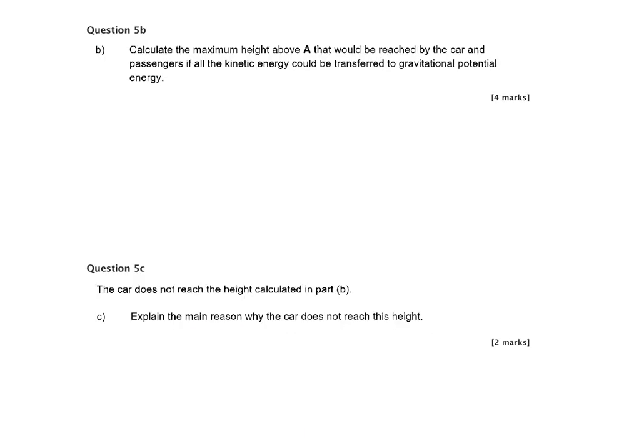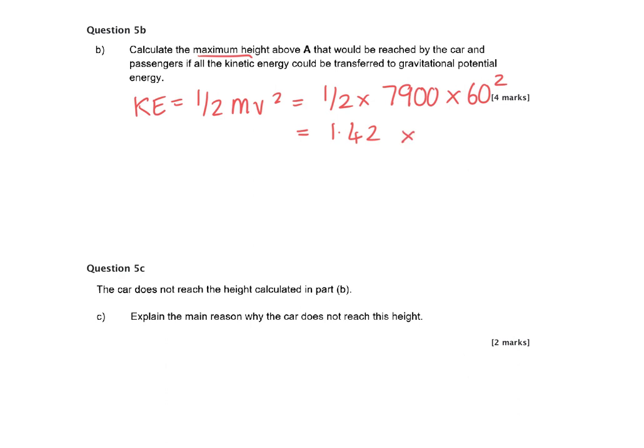5b, calculate the maximum height that would be reached by the car if all of the kinetic energy went to gravitational potential energy. So its kinetic energy is going to be equal to half of mv squared. So half times the mass, which was in the question as 7,900, times the top speed velocity, because we're going for its maximum height, so we're going to take its top speed velocity, and that gives us a kinetic energy of 1.42 times 10 to the power of 7 joules.